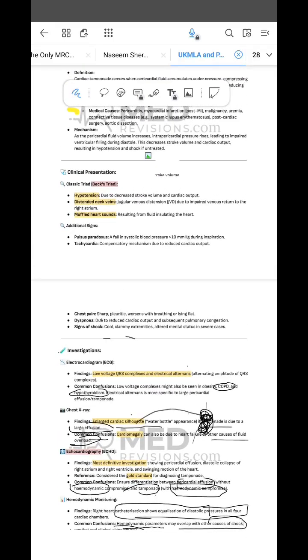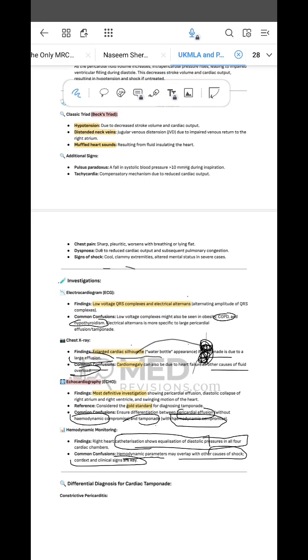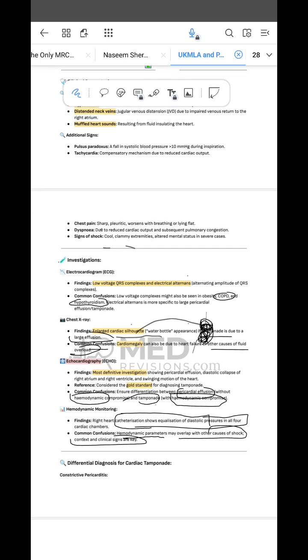So here is Beck's triad: hypotension, distended neck veins, and muffled heart sounds, resulting from fluid compressing the heart. What is the muffled heart sound? Fluid compressing the heart, leading to heart failure. Pulsus paradoxus. So what is the additional sign?